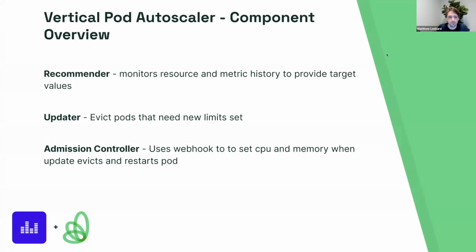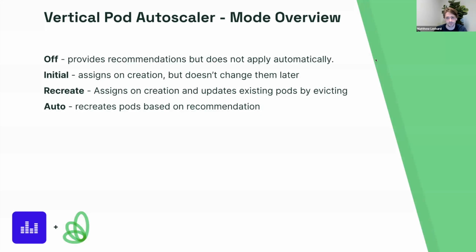There are three main components in the vertical pod autoscaler. There's the recommender, and that monitors resource and metric history, basically to provide target values. There's the updater, that will evict pods when new limits are set. And there's the admission controller, and that basically uses a webhook to set CPU and memory when pods are updated and evicted.